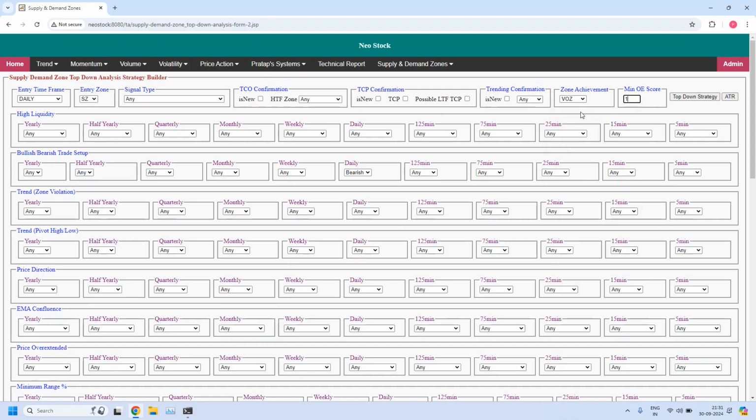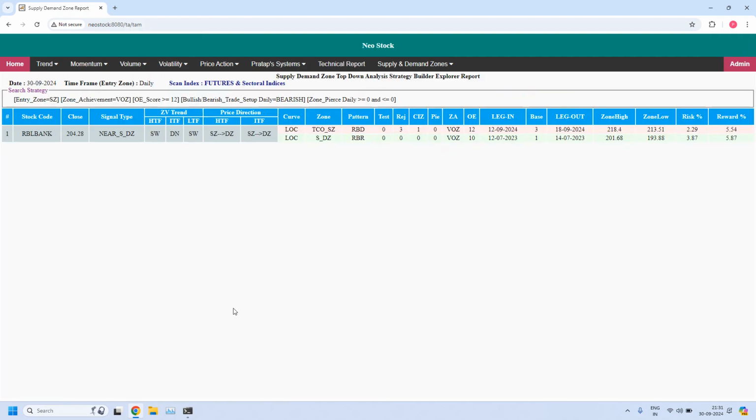Minimum order enhances score is 12. All the 3 filters are applied to daily supply zone. Now let's verify. One stock is filtered. Currently, RBL Bank is supporting bearish trade setup for monthly income trade. After so many days, we got one stock that is supporting bearish trade setup.